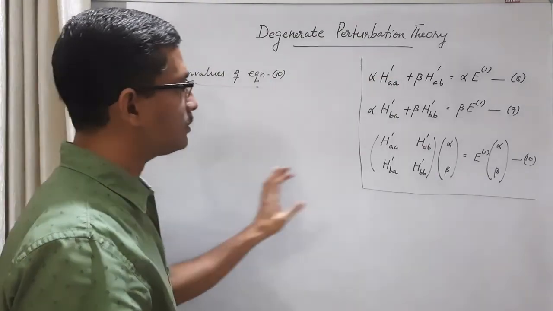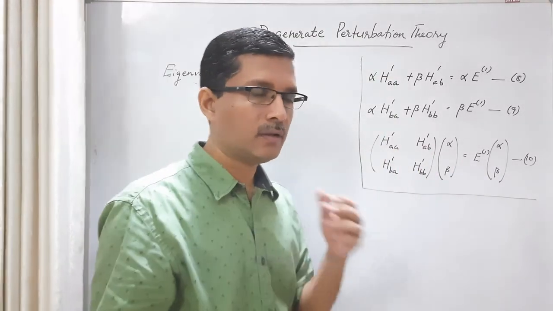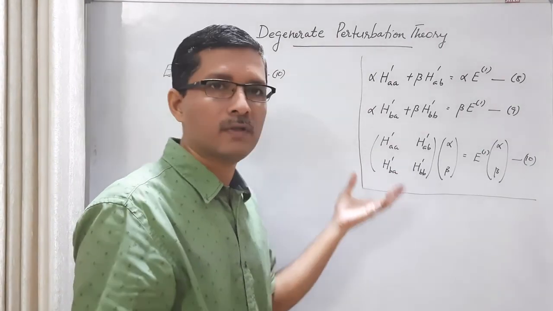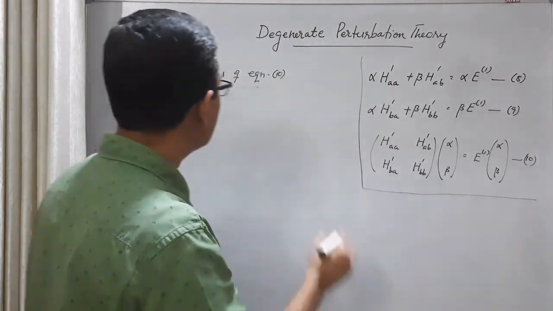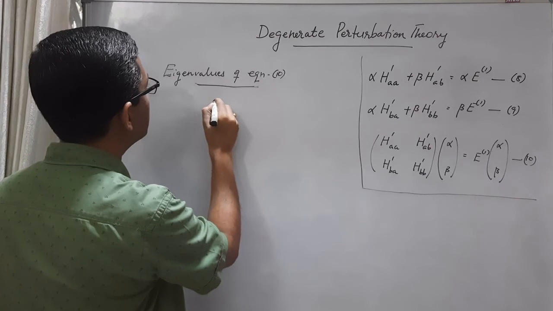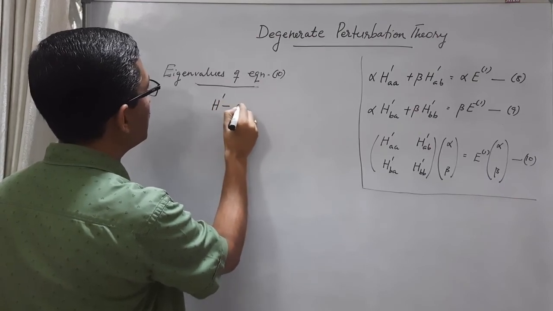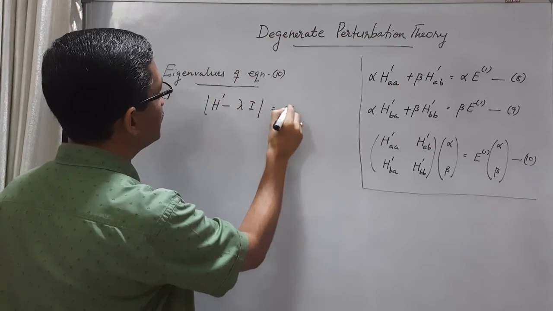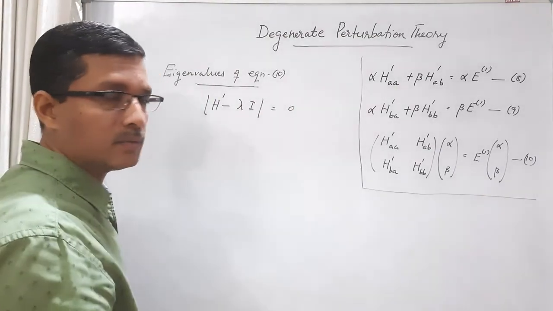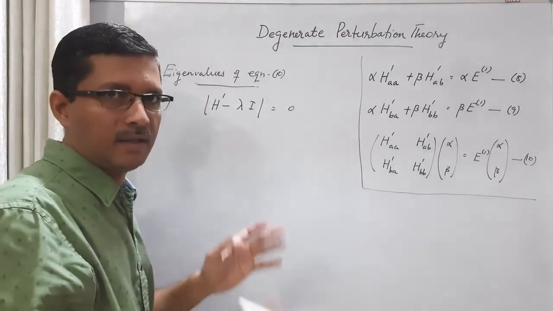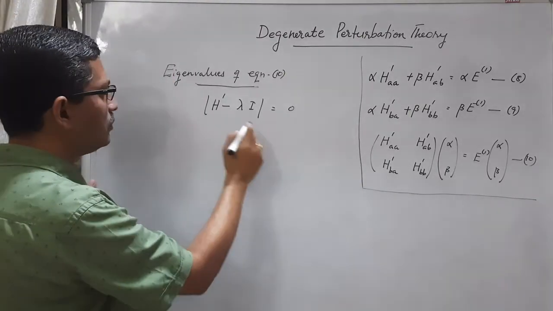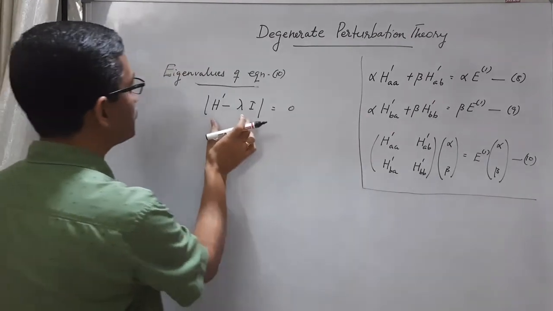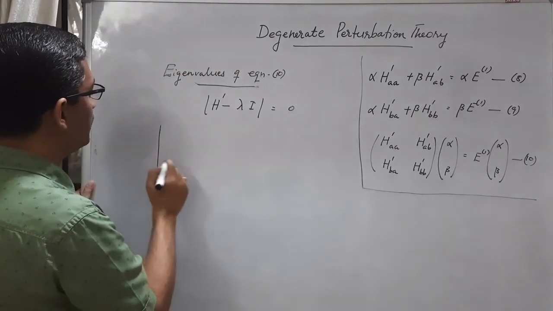How do we solve this equation? By the eigenvalue procedure, we have to find the roots of the characteristic equation, right? So what is the characteristic equation? The determinant of H prime minus lambda identity. This is the characteristic equation where lambda are the eigenvalues. So this is the H prime matrix.